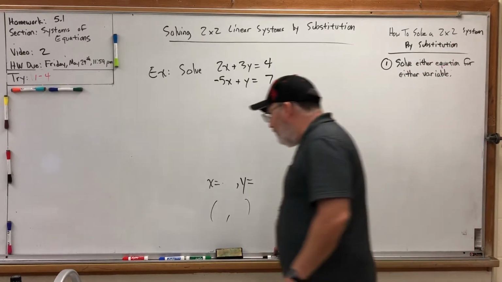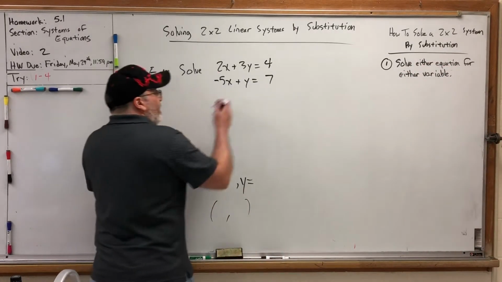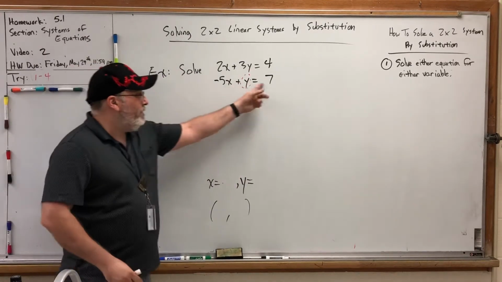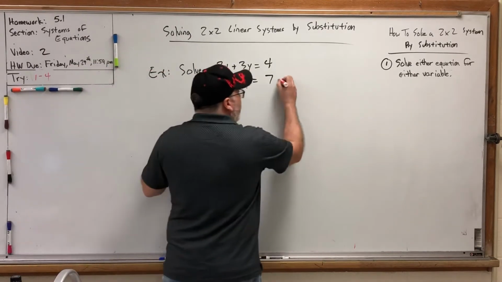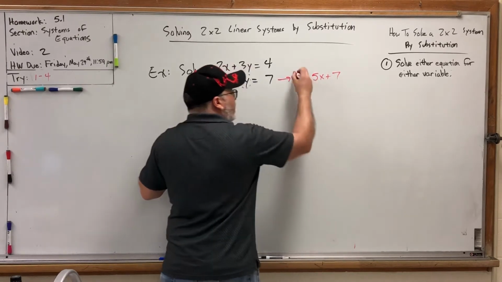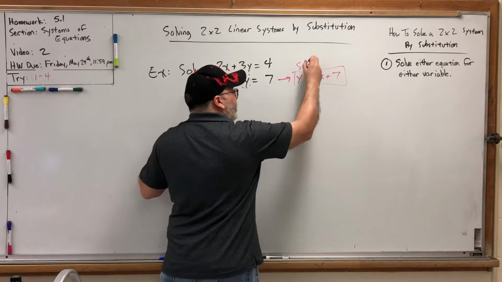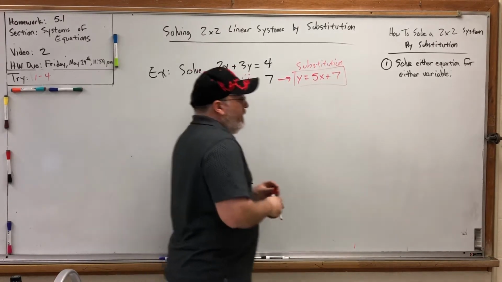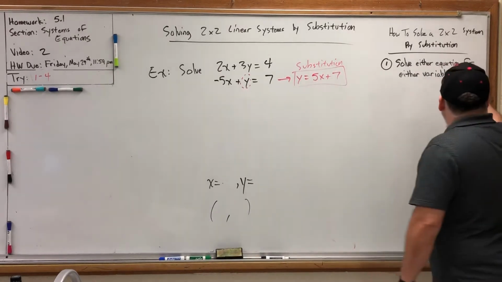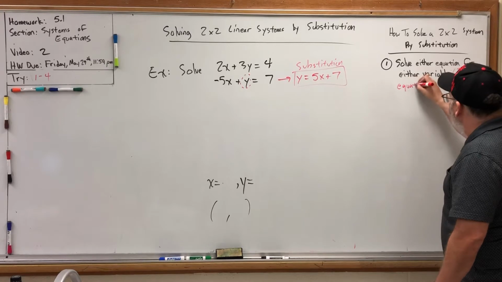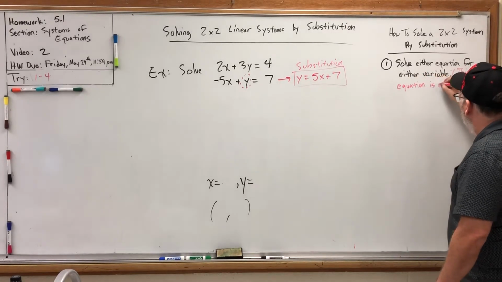So I'm going to start this substitution approach by solving for this y. And it's actually pretty easy. All I have to do is add the 5x to the other side, and we'll get y equals 5x plus 7. I'm going to put a box around that and call this my substitution. And I should actually make a comment on step 1. This equation is now your substitution.